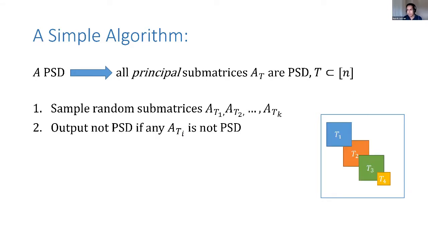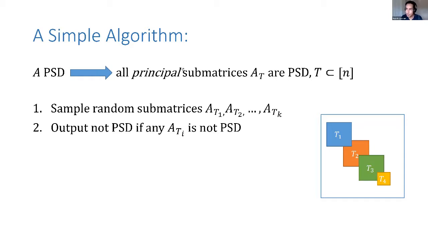Well, the simple algorithm is, and this is the only algorithm we consider in the paper, although it need not be the only algorithm. The lower bounds hold for any algorithm. So the algorithm is, I'm just going to sample a bunch of these principal submatrices, A_T1, A_T2, up to A_TK. They can have different sizes maybe. And then I'm going to query those submatrices, and I'll check whether or not they're PSD. Now if I query one and I see that it's not PSD, I can conclude right away with certainty that the overall matrix was not PSD, because I have this fact up here.